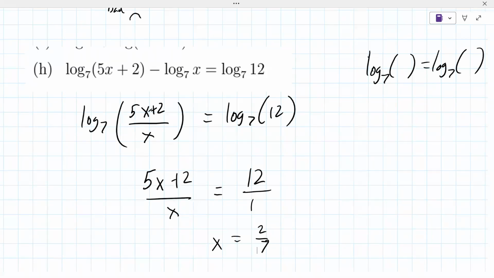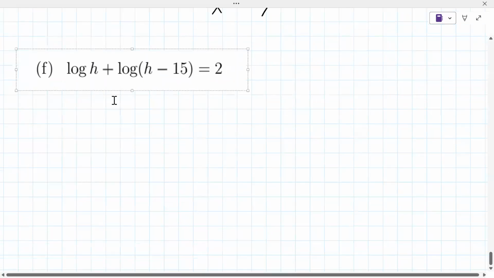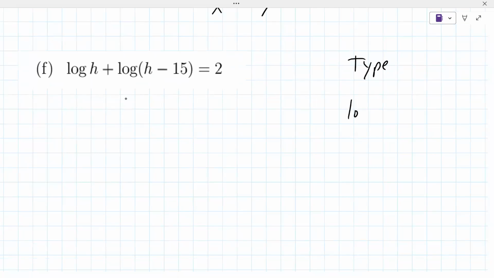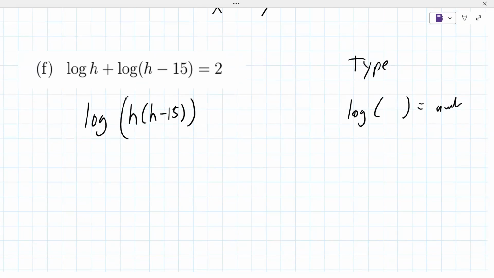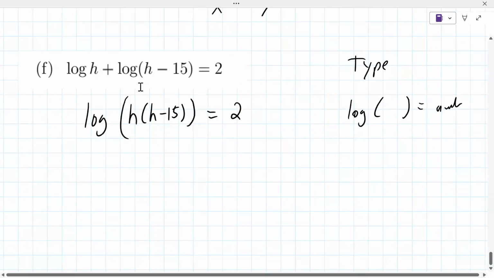Okay, all right. So the next style of problem here, we're going to do F first. There is an order to this. This type of problem, we're going to get it down to log of something equals a number. So this becomes log of 8 times h minus 15 equals 2 when you condense the logs. Is that clear? A sum becomes a product, a product becomes a sum. What is the base of log when it's not written here? Do you remember that from class?